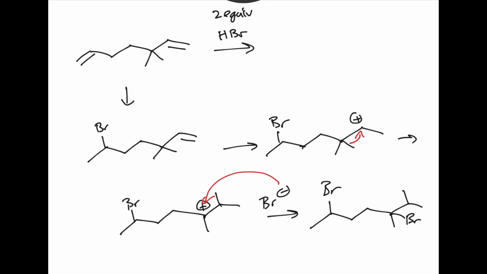So remember, whenever you have a secondary carbocation, you need to look and say, can I move a methyl group? Can I move a hydride? Or can I do a ring expansion to make a more stable carbocation? So this guy right here is our product.